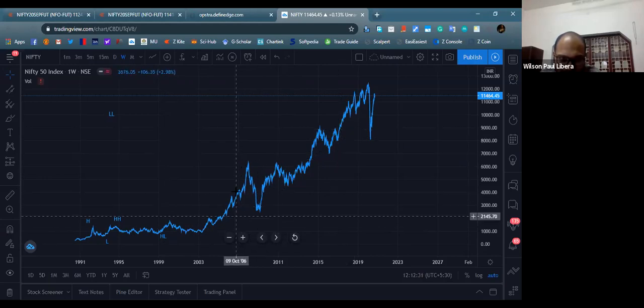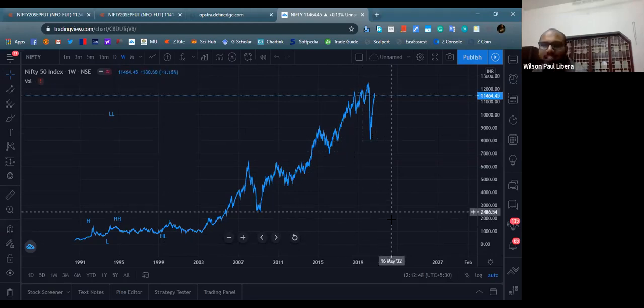Again, as in this case, here it couldn't break the previous high. So it is a lower high, but it is a higher low. And then it went all the way back up, higher high, higher low when compared to this. So this is how you decode the price action of any security.